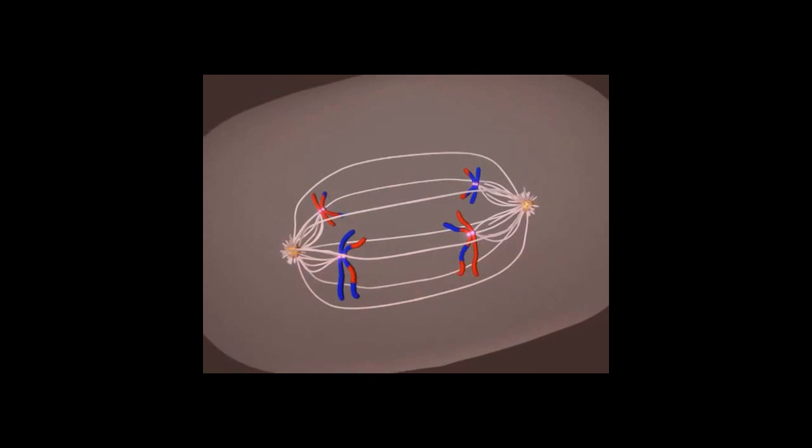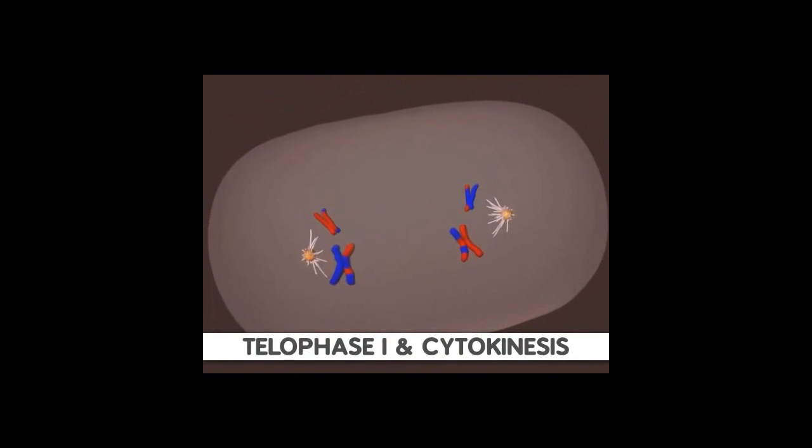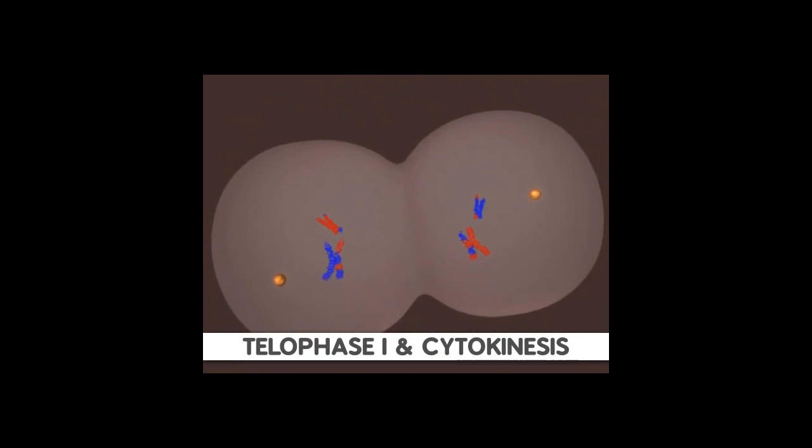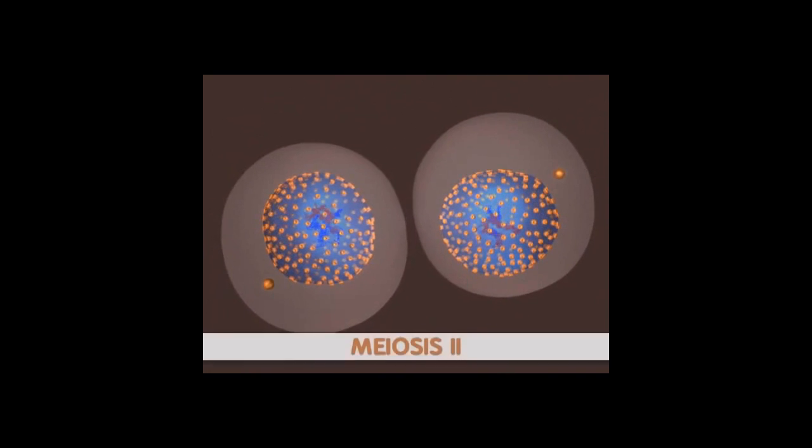The final steps of meiosis I are telophase I and cytokinesis. Here the cell divides into two daughter cells. Each of these two cells now undergo meiosis II.